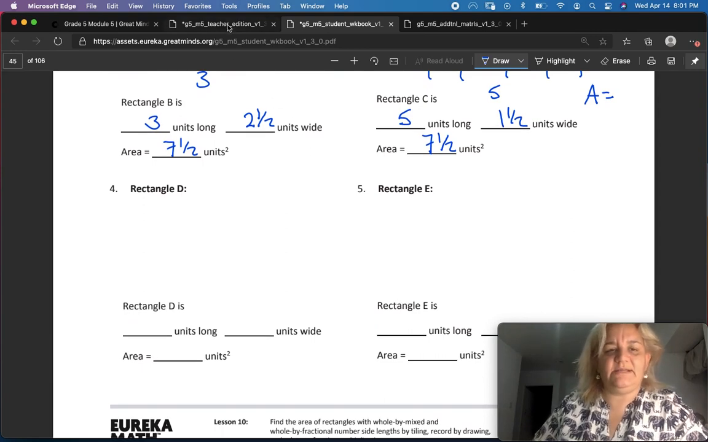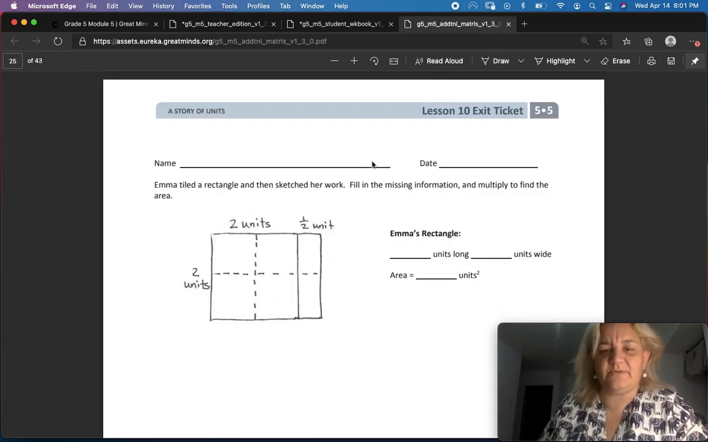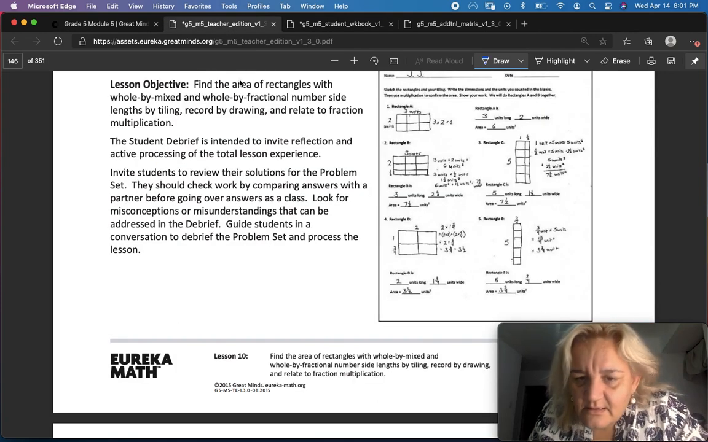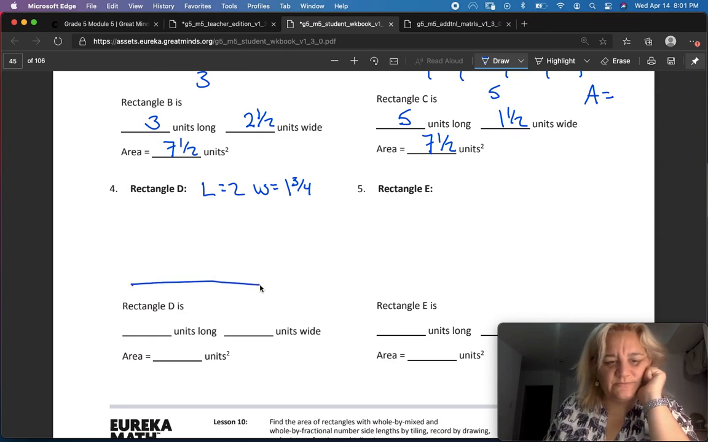Okay, let's do D. And I'm going to go back here to get some 2 and 3/4, sorry. So length equals 2 and width equals 1 and 3/4. Should I read that correctly? Yes, 1 and 3/4. Okay, so if my length is 2 and my width is 1 and 3/4, I've got 1 and 1, that's 2. And then I've got 1.